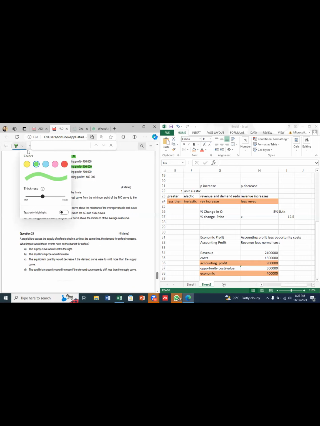Which one did I normally use to draw here? Okay. So we have our graph, which looks like this. Then we have the marginal cost curve, which looks something like this.